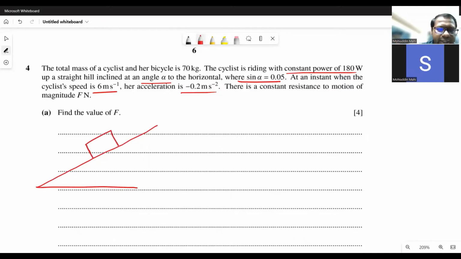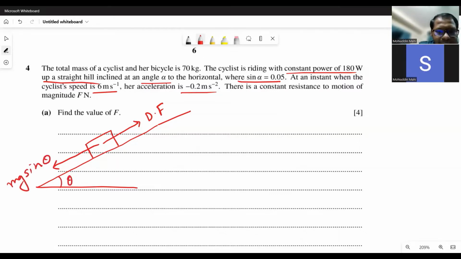So say, for example, this is the cyclist and her bicycle, and she is moving up a straight hill. So that means she is moving in upward direction. She is applying some amount of driving force, so let's consider it as DF, and her component of weight will act in downward direction. That's mg sine alpha. Oh, sorry, the angle is given as alpha, so sine alpha.